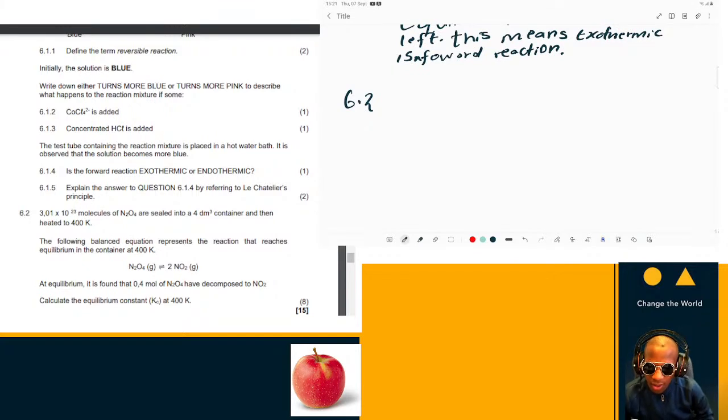6.2 reads as follows. 3.01 times 10 to the power 23 molecules of N2O4 are sealed into a 4 decimeter cube container, which is the volume of the container, and then heated to 400 kelvins. The following balanced equation represents the reaction that reaches chemical equilibrium in a container at 400 Kelvin. That's the temperature, get that, guys. Then this is the balanced equation we are given.